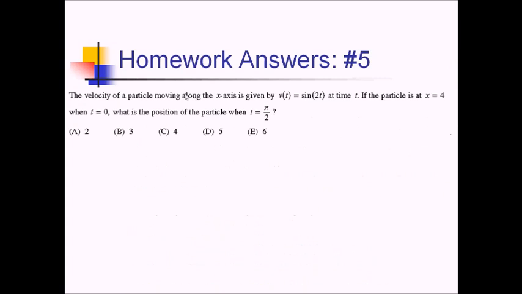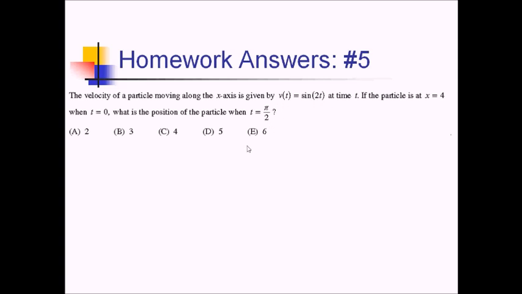For this problem, we have the velocity of a particle moving on the x-axis given by this velocity formula. If the particle is at x equals 4 at time 0, we want the position at time pi over 2. Well, that's an interesting time, but if you look at the type of function involved, it makes sense. So how do we figure this out?